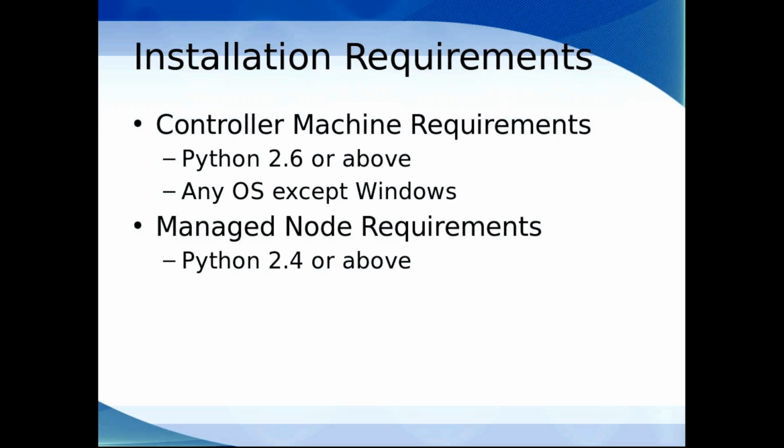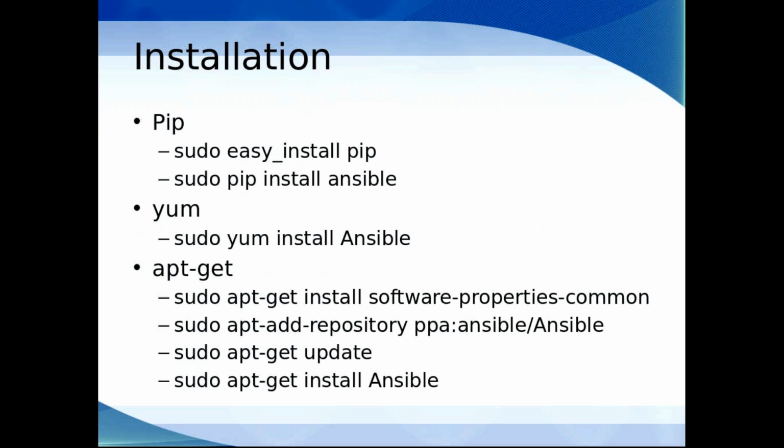Okay, you can have Windows nodes, but you cannot install Ansible as a controller machine on Windows. And the managed node requirement is Python 2.4 or above versions. So before installing, you need to check whether Python is installed or not. Okay. Normally, all the Linux machines come with Python installed on them, but you need to just check the version of it.